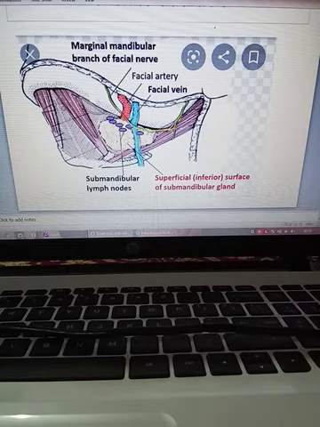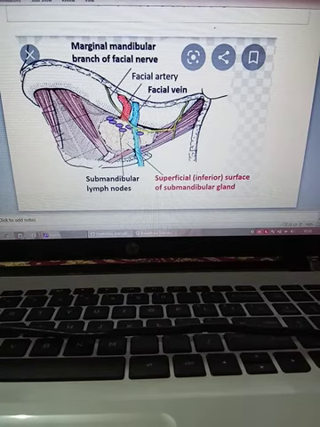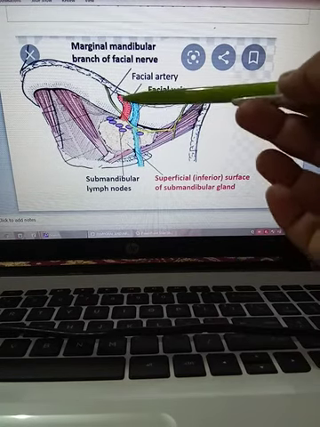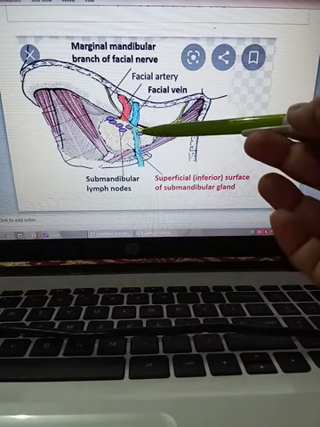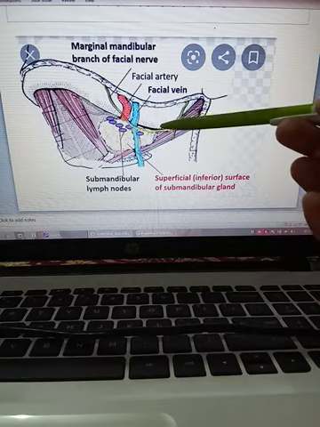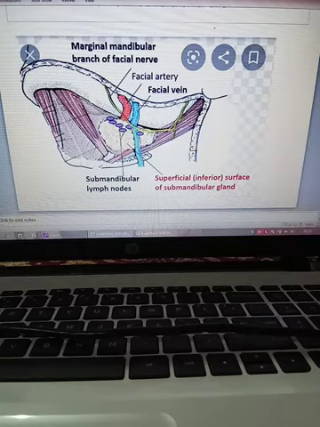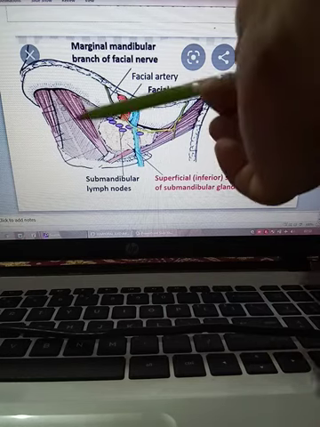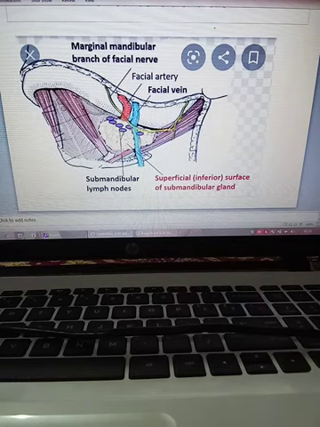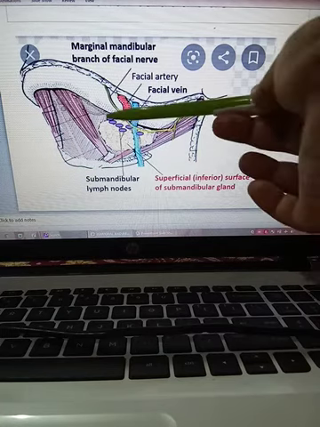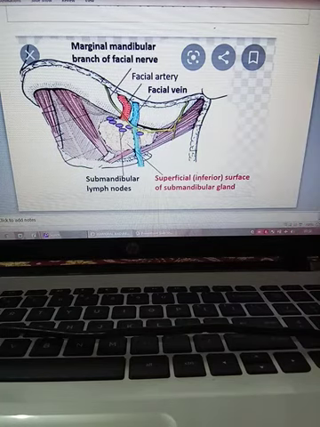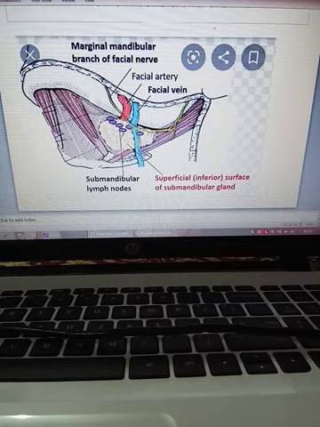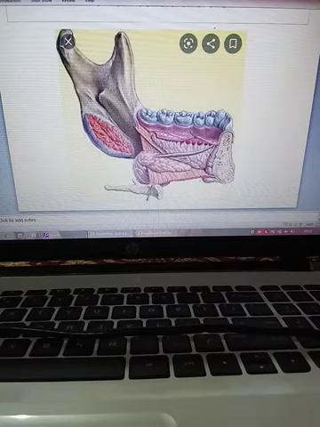I will again enumerate. First of all, you will elevate the skin of the area. Then after the skin, you will see there is a muscle called the platysma. Removing it, you will see the cervical branch of the facial nerve. Then you have to remove the deep fascia. Then comes your facial vein, and finally the submandibular lymph nodes. This was about your inferior surface relations.